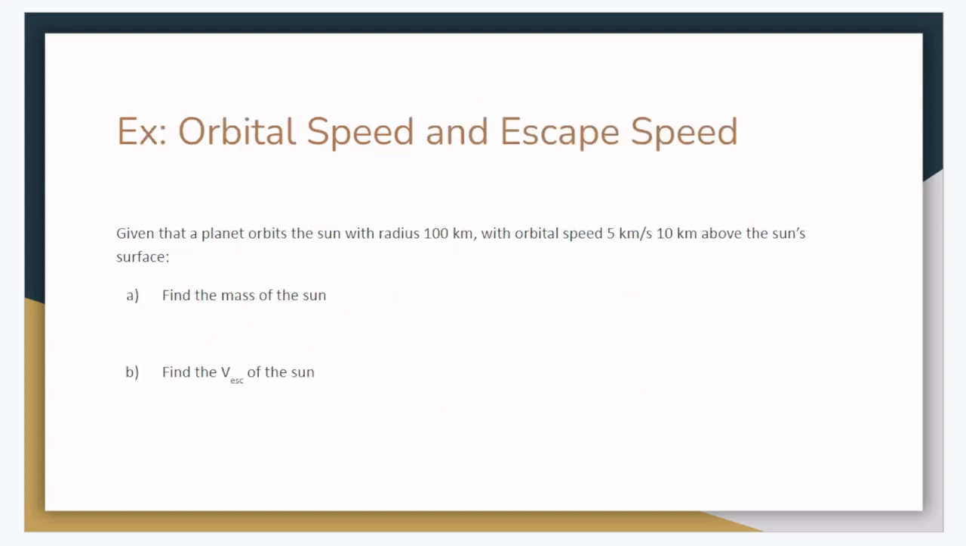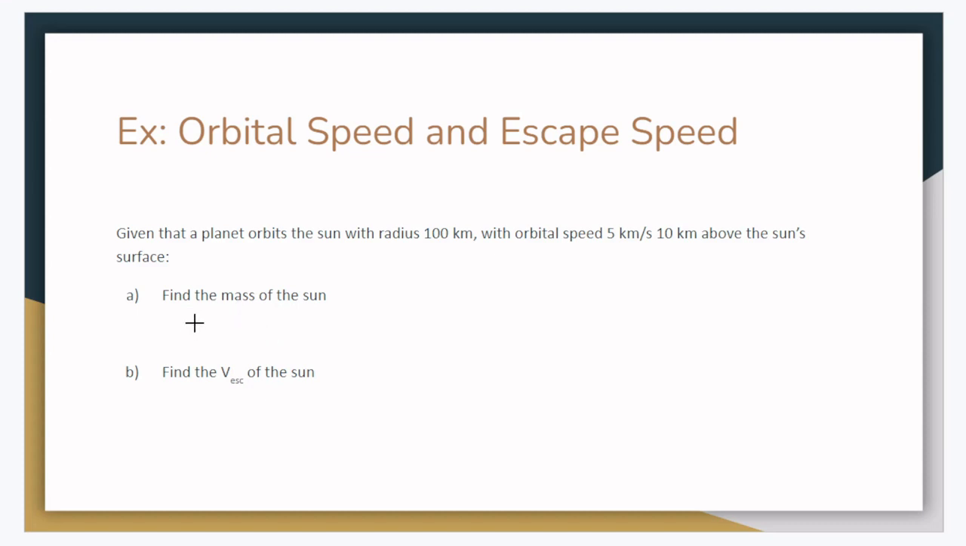An example with orbital speed and escape speed. So given that a planet orbits the sun with orbital speed 5 kilometers per second, 10 kilometers above the sun's surface, where the sun's radius is 100 kilometers, find the mass of the sun. Well, obviously these numbers aren't really that realistic, but let's do it anyway.